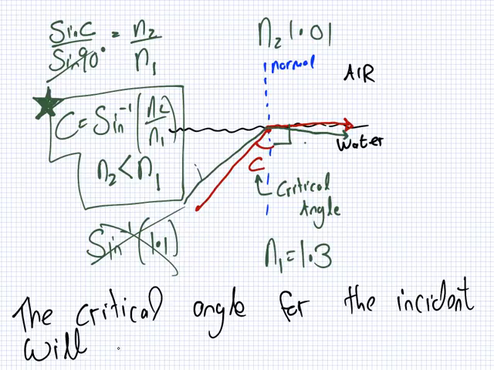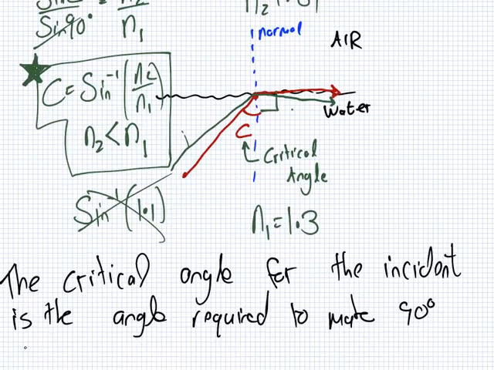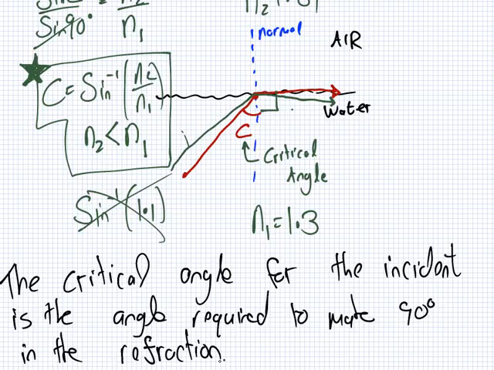The critical angle for the incident is the angle required to make 90 degrees in the refraction. So from the moment it goes from the water and down.